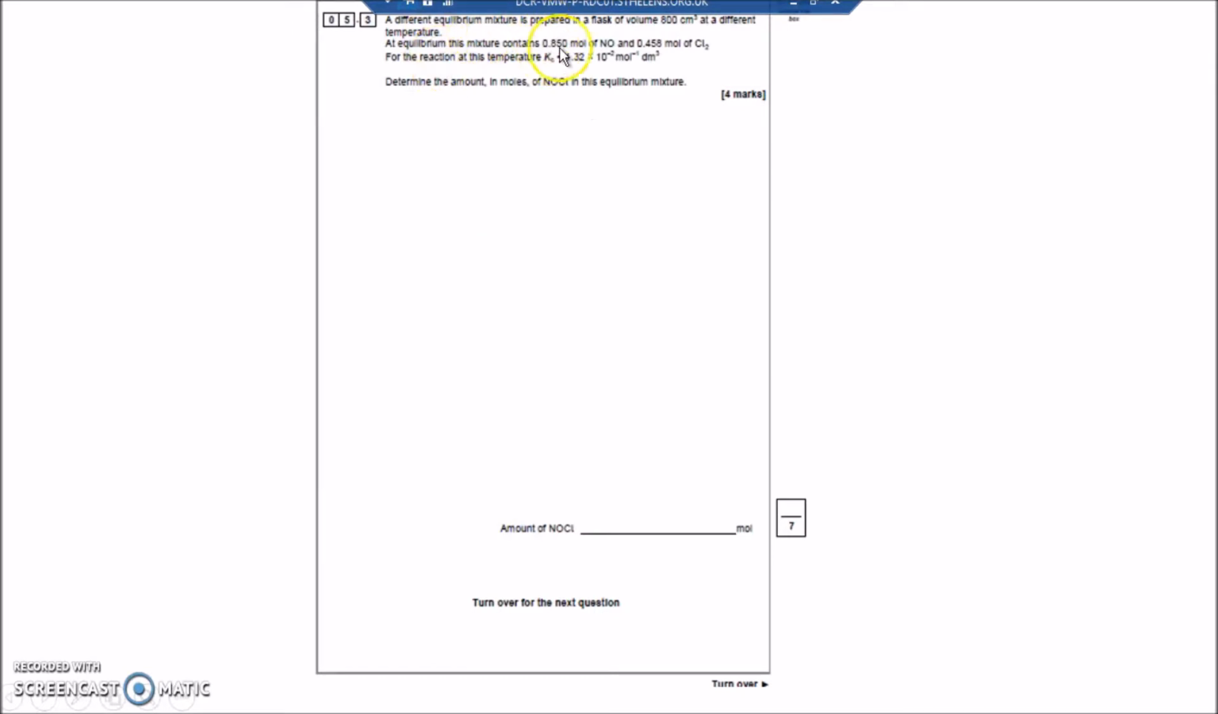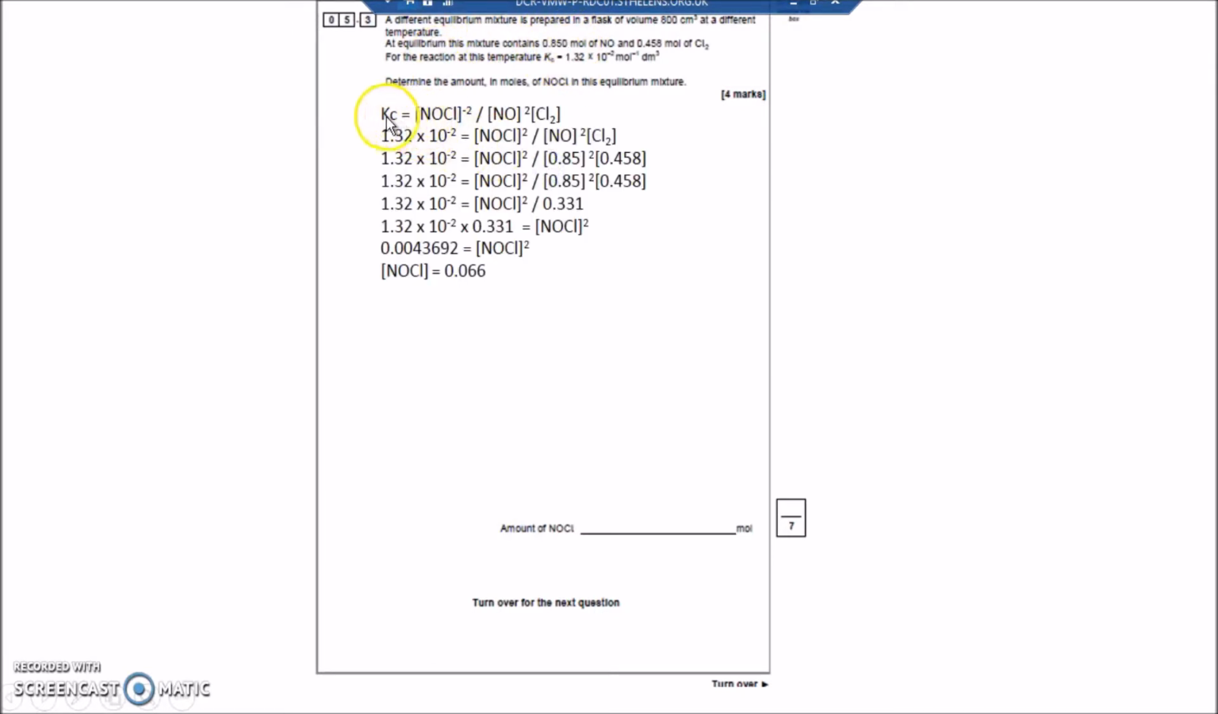Now it says at a different temperature I've got different amounts, it just wants me to put them in. So I've got the equilibrium expression from before, it gives me the Kc, the equilibrium constant, 1.32 times 10 to the minus 2. It tells me the concentrations of NO and the concentrations of Cl2, so I've put those in, and then I've multiplied 0.85 by 0.85 because it's squared, multiplied by 0.58 equals 0.331. I've multiplied both sides by 0.331, so my NOCl concentration squared is these two numbers multiplied together, square root it, NOCl is 0.066.